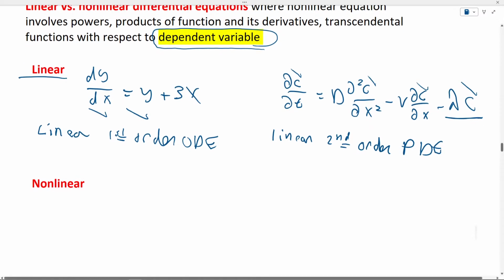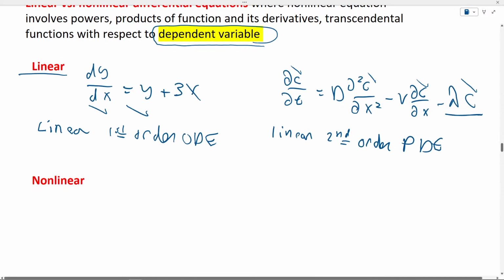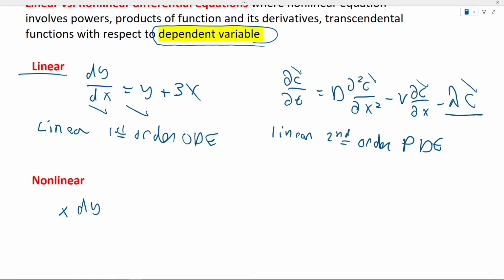Can we see an example of a nonlinear one? Yeah, we can. dy over dx: is this linear or nonlinear? This is linear because y is to the power of 1, plus equal to y squared plus 3xy. This is linear, this is linear, and this is nonlinear because y is to the power of 2.